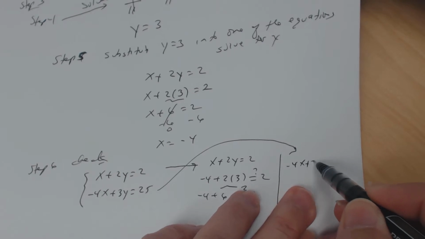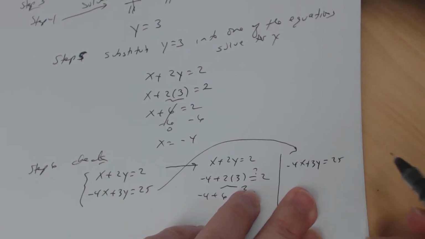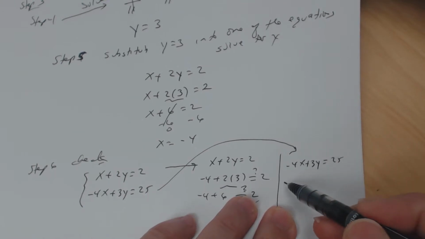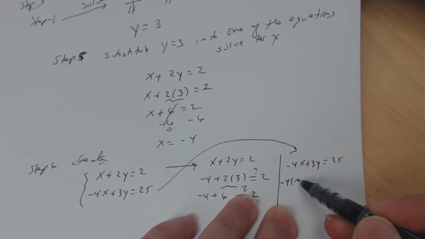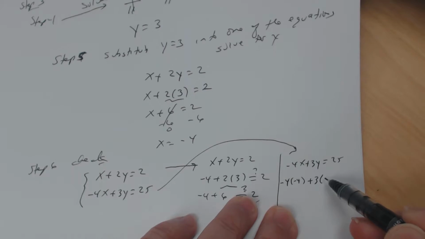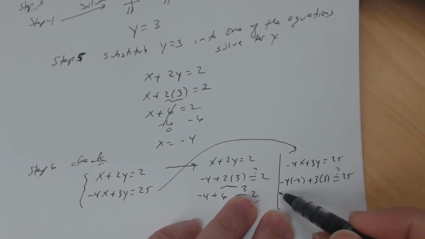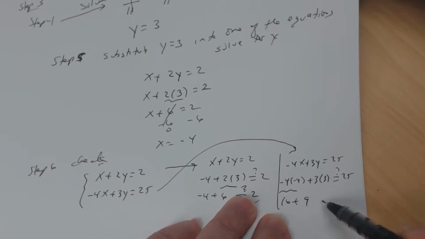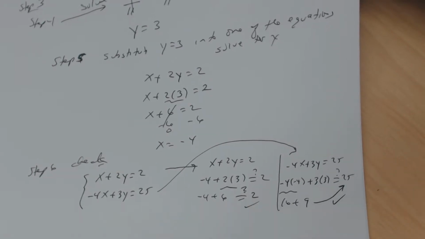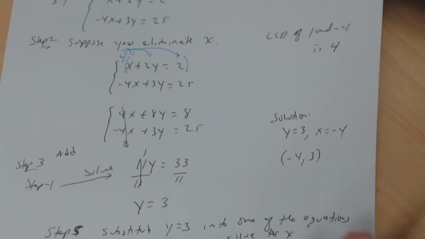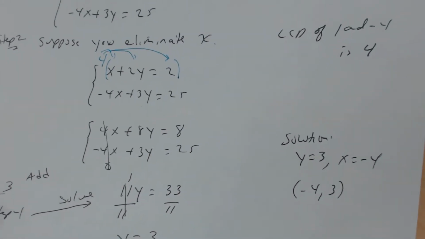Negative 4x plus 3y equals 25. So again, x is negative 4, y is 3. So it's negative 4 times negative 4 plus 3 times 3, the same thing as 25. Well, that's 16, that's 9, and so yes, 16 plus 9 is equal to 25. So this is correct. All right, so notice the steps. Notice the steps. All right, let's look at another one.